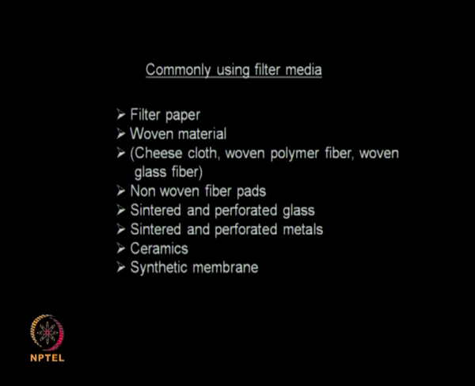Woven material, cloth, different types of cloth: nylon cloth, polyester cloth, cotton cloth, cheesecloth, woven polymer fiber, woven glass fibers, non-woven fiber pads. That means you can have thick pads like in a car, or air conditioners for example, where we have pads which capture very fine particles and hold them.